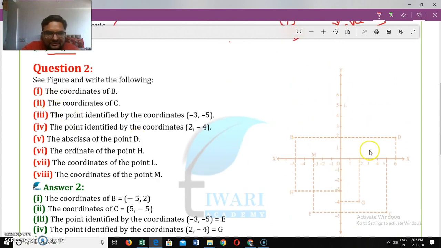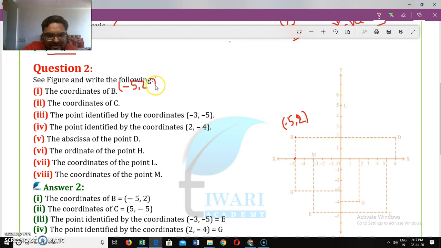Question number 2 here. See the figure. The figure is given, and we have to name the coordinates of the point B. So this is B. What is the value of B? What are the coordinates? We'll write like this in the bracket. First, we always have to write the value of x. So x is minus 5 here. And similarly, for y we have to look at this line, that is 2. So the value here is 2. So the coordinates of B are minus 5, 2.